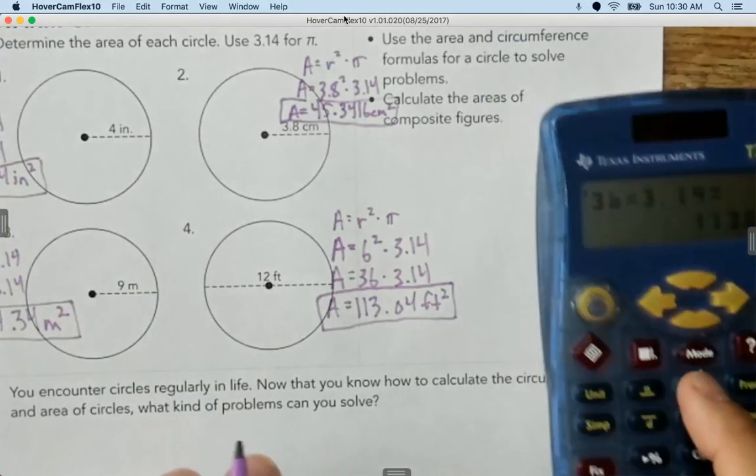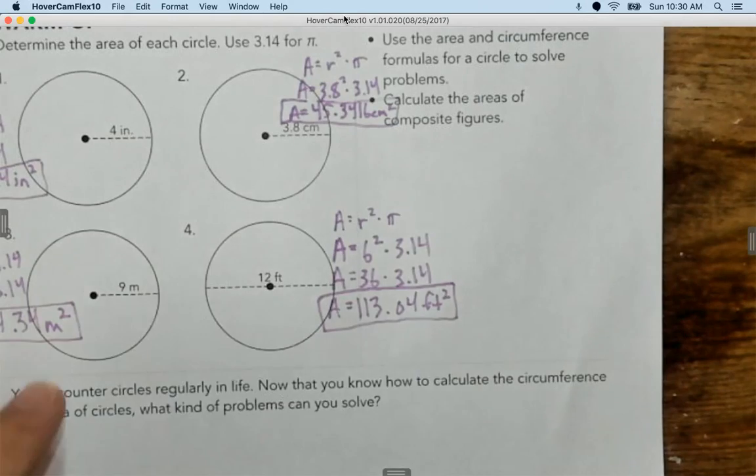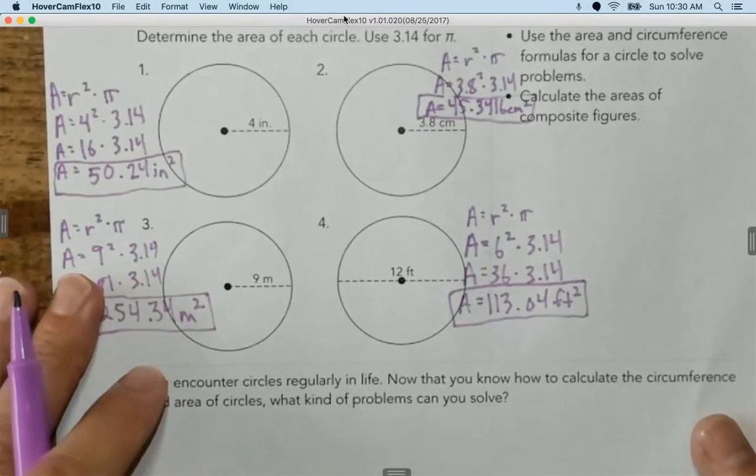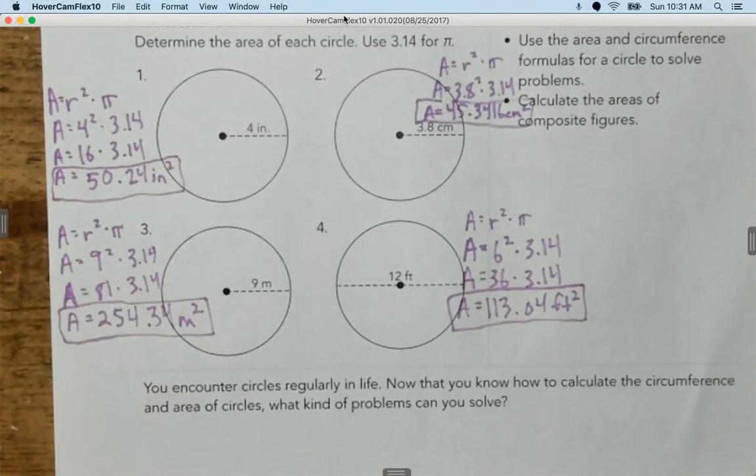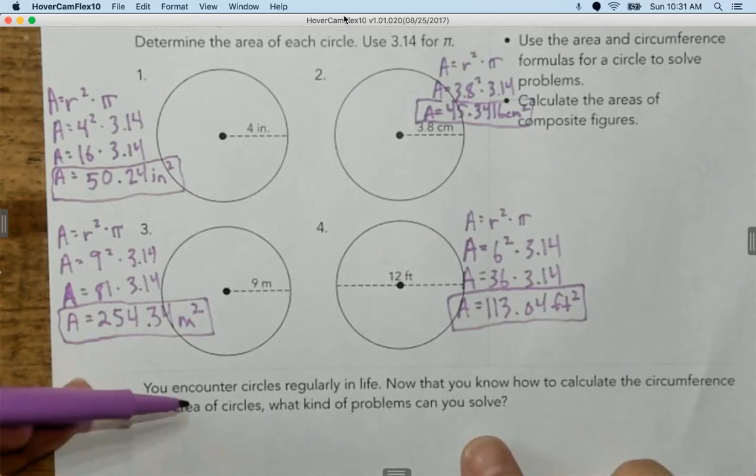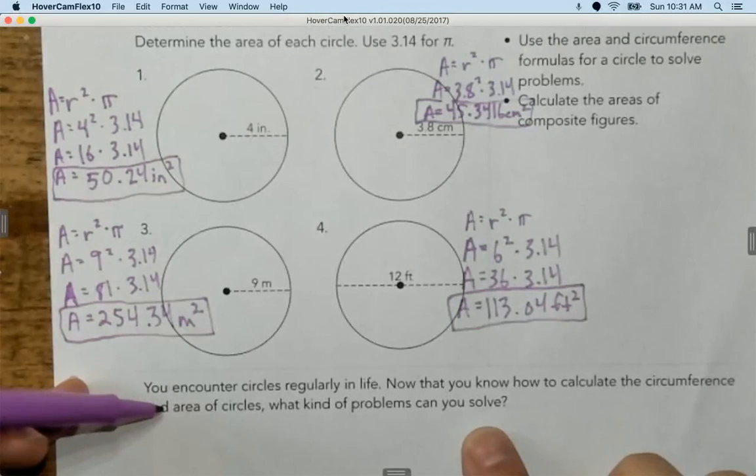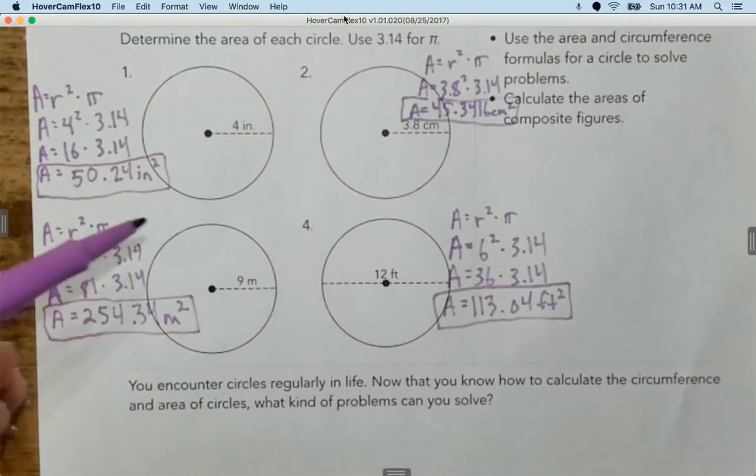And so this beginning of this unit is about circles and area and using that to solve some problems. We have circles all over the place, and now we can start thinking about them when it comes to math and solving for circumference and area problems.